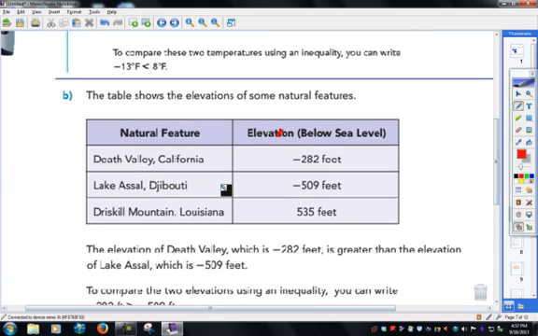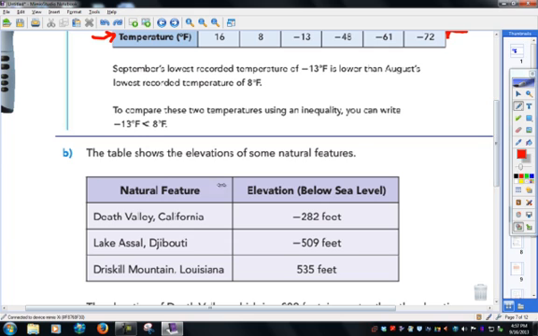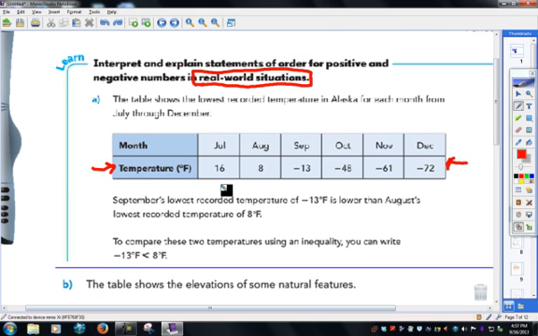Same goes for this next one. We're talking about elevation, sea level. And we can see that these are below sea level, and the other one, the bottom one, is above. So going back up here, it says September's lowest recorded temperature was -13 degrees, lower than August, which was 8 degrees. And it says you want to compare these.